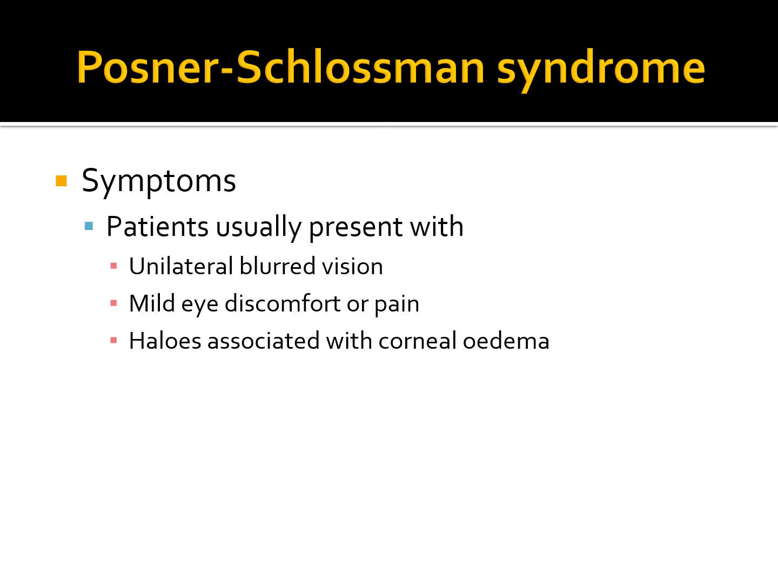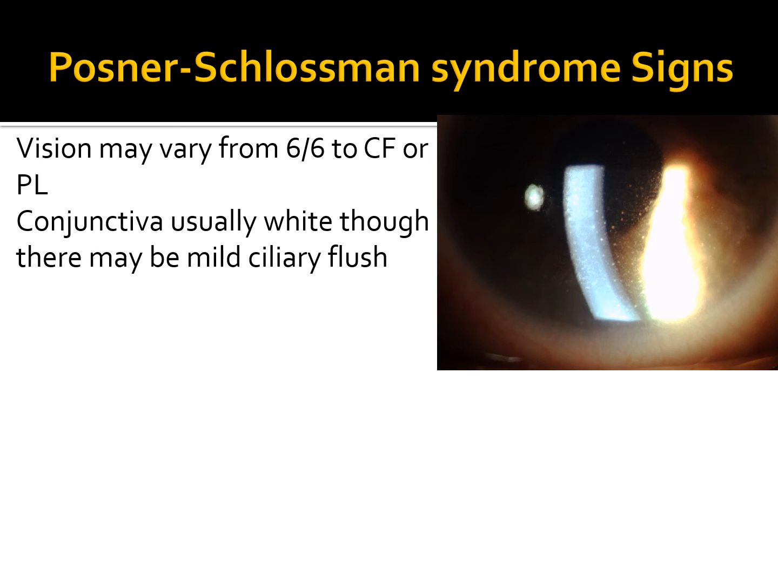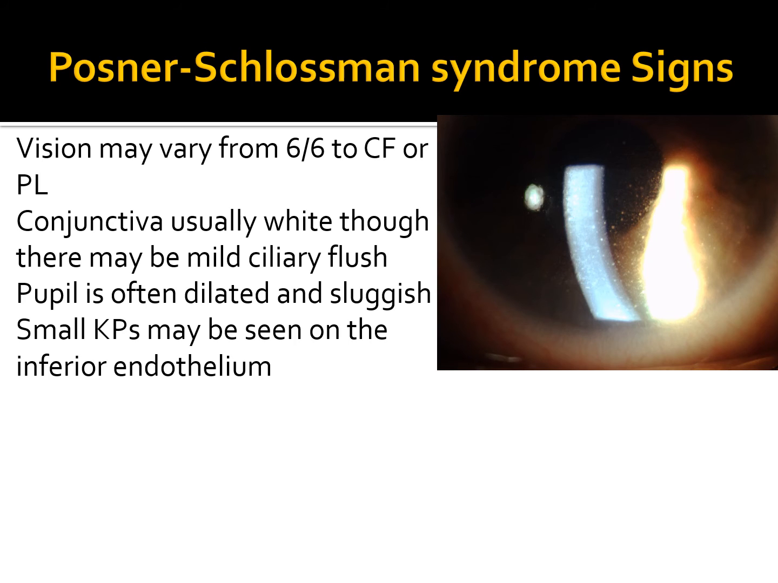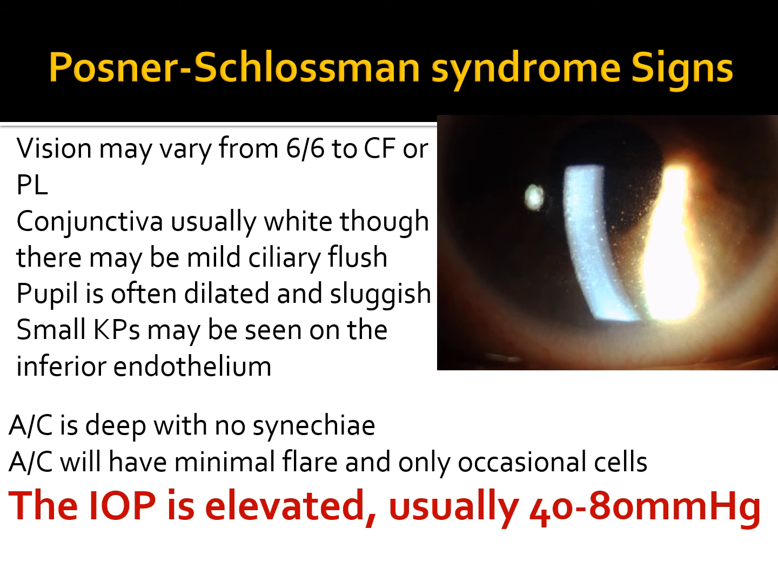The patients usually present with unilateral blurred vision. So again, young male, blurred vision, you're not going to be thinking anything bad really. Mild eye discomfort or pain, halos associated with corneal edema during episodes, I would argue, of high IOP, not otherwise. Vision can be 6/6 to counting fingers. The conjunctiva is usually white. Maybe the pupils are sluggish, maybe small KPs, but not a load. AC's deep, no synechiae, minimal flare. But IOP during the episodes is elevated. So that's going to be a giveaway.